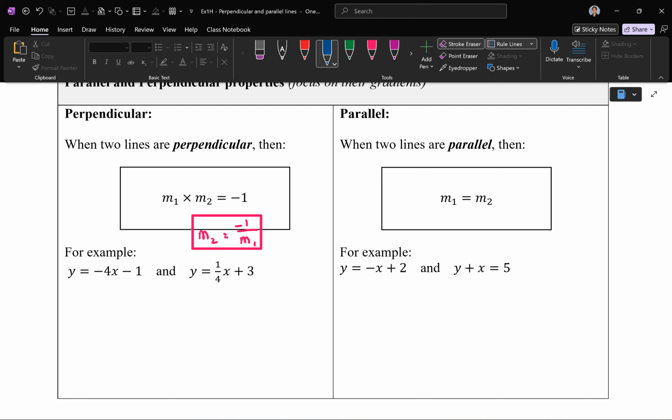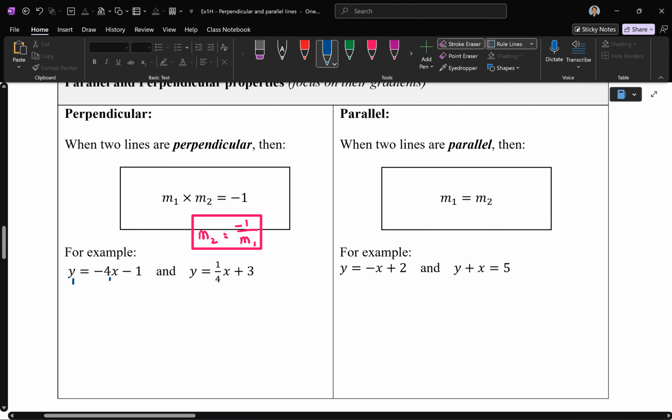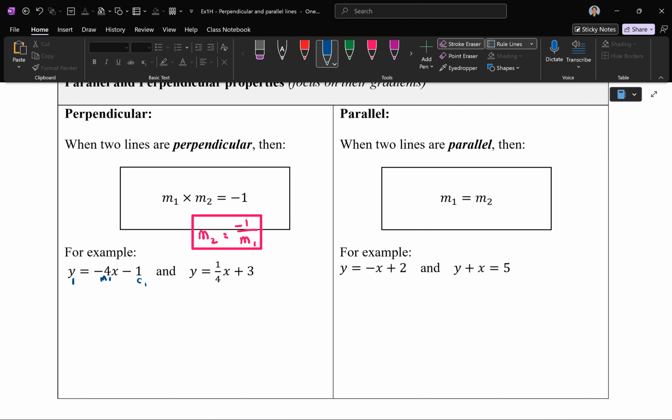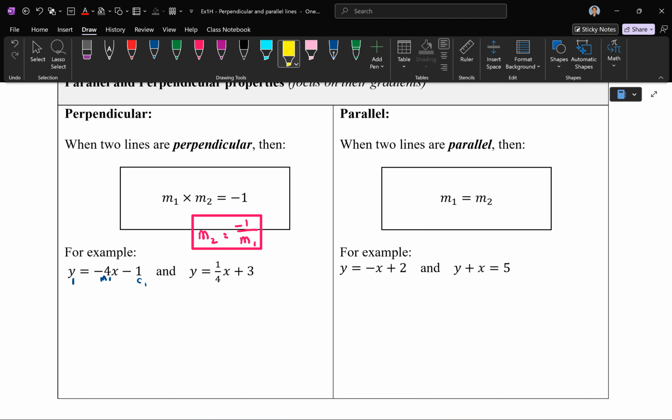Let's have a look at this example here. This is a first line, so let's call that Y1. This is the gradient of the first one, and this is the y-intercept of the first one. So this is M1, C1, and Y1, right? If I want them to be perpendicular, the only thing I have to make sure is the gradient M1 times the gradient of the second line. Doesn't matter about the y-intercept. Who cares about that? We just care about the gradient. M1 times M2 needs to equal negative 1.